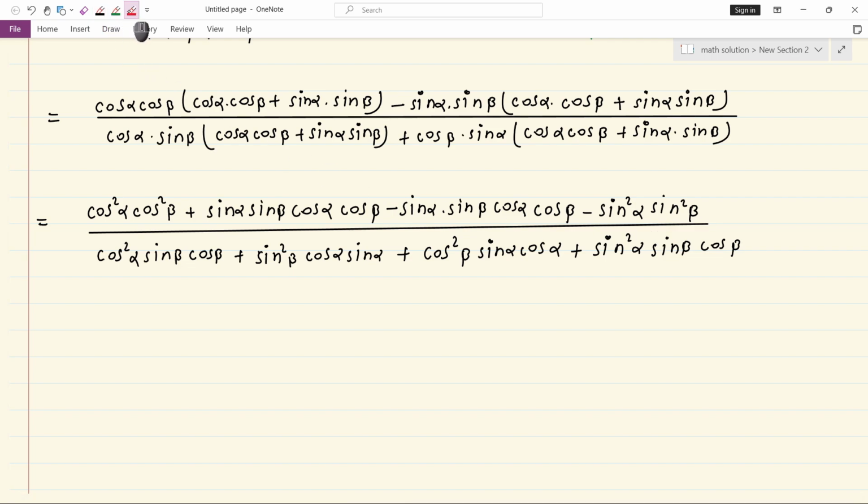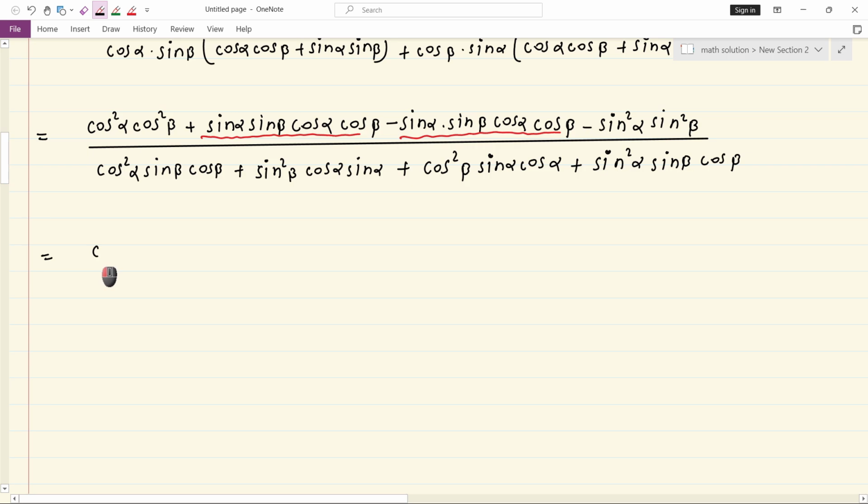Now just wait for a few seconds. This term and this term are both similar but with different signs, so they are going to cancel. So in the numerator we will get a simpler form. In the numerator we will be left with, since this and this cancel, cos square alpha cos square beta minus sin square alpha sin square beta.